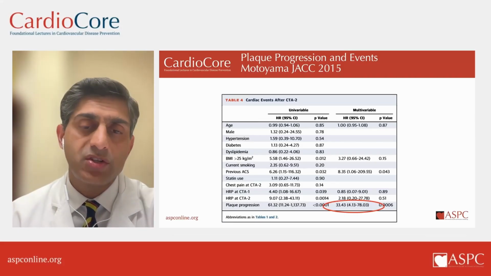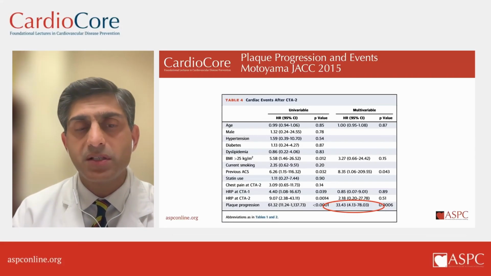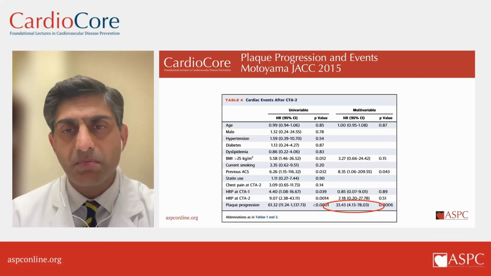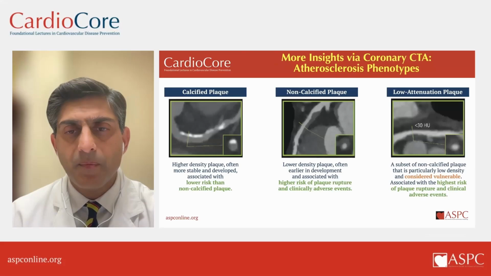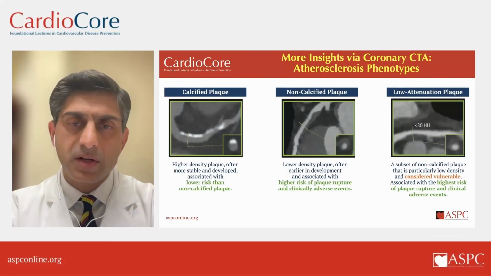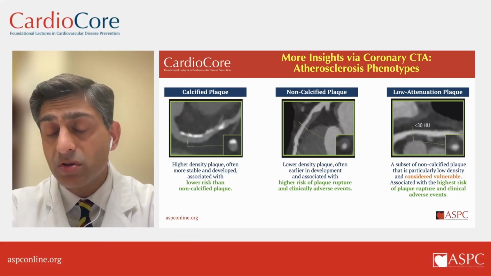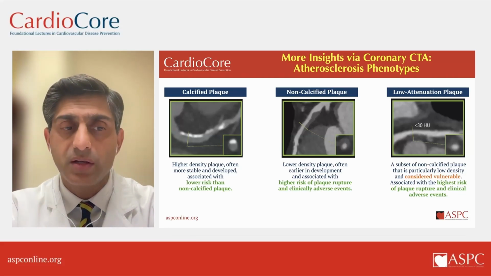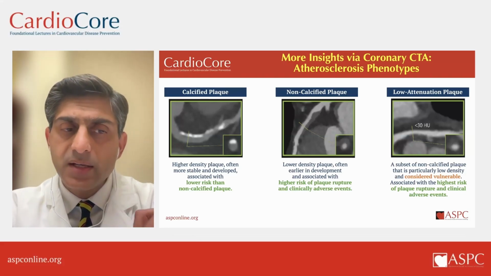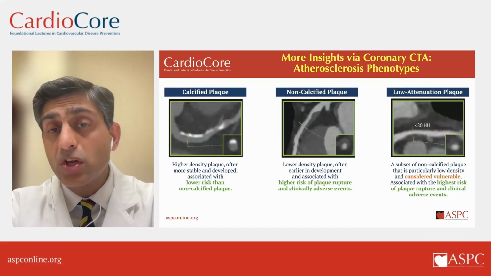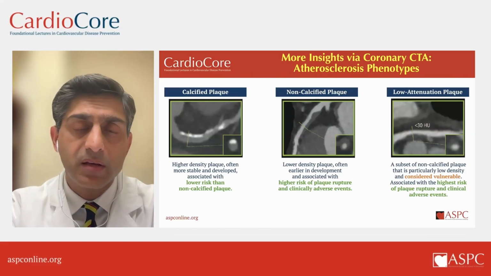And you can see here with this red circle, the absolute increase in plaque progression when you do have those high-risk plaque features. Now, this is just a diagram really showing us those high-risk features and those not so high-risk features. We all appreciate that high-density plaque, which is calcified, is associated with lower risk than soft plaque or non-calcified plaque.